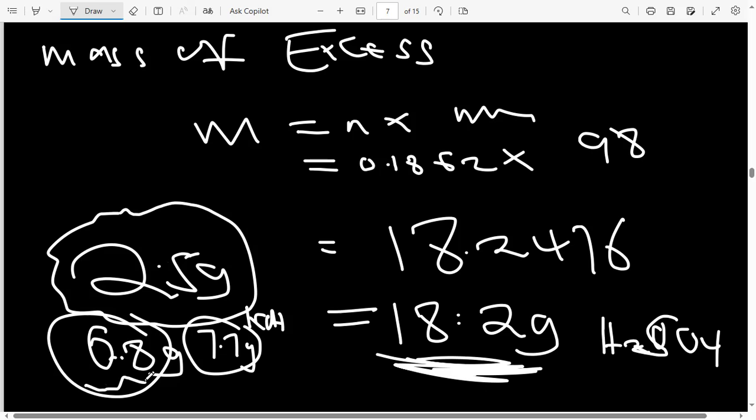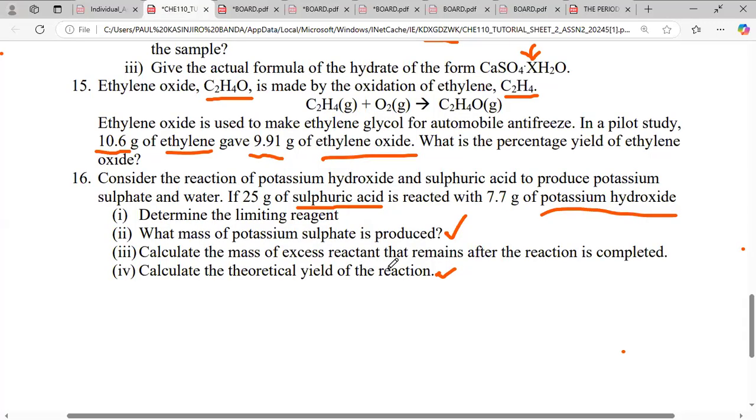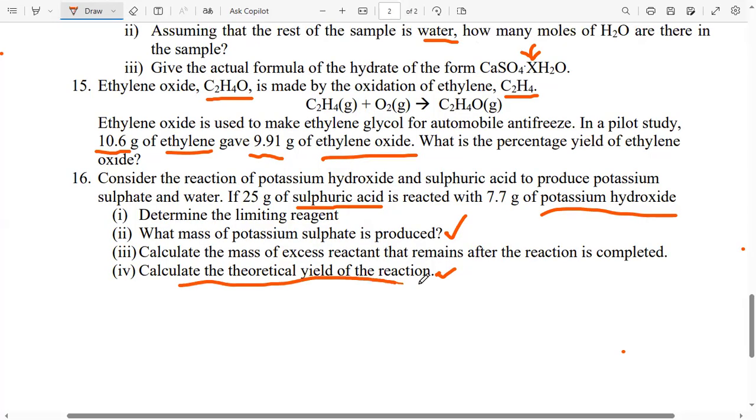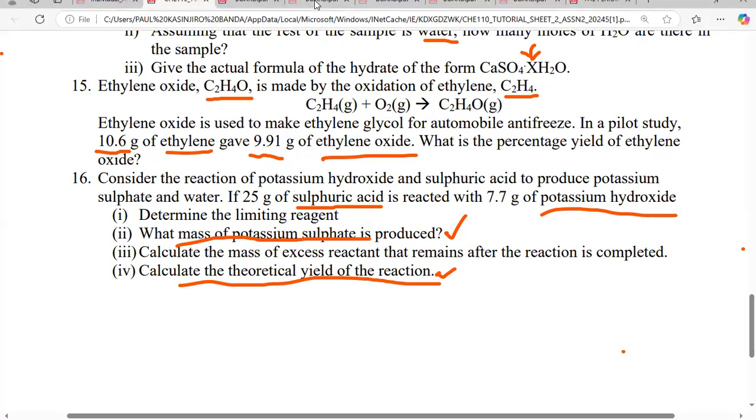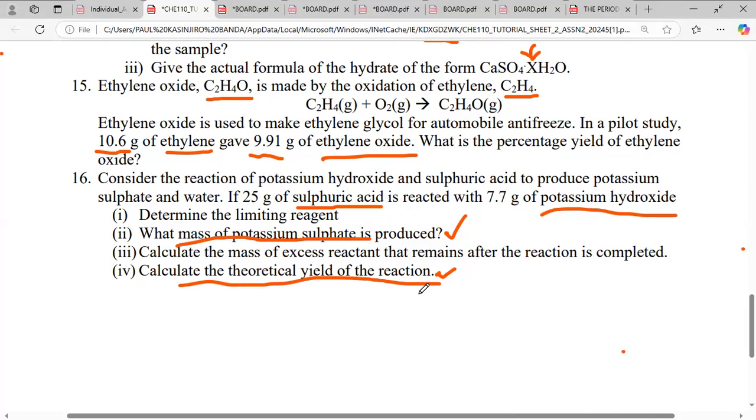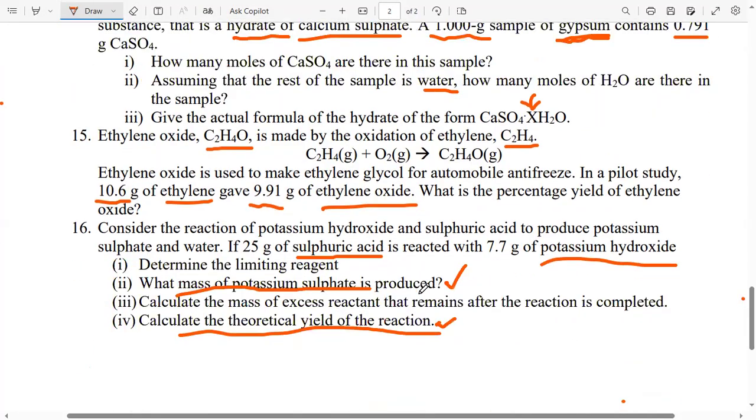Okay. So any other questions, guys? This was our last question. I said here the other question, this one here, calculate the theoretical yield. It's the same as calculate the mass of the potassium sulfate there. Okay, so if there are no questions, I'm ending here because we are done with the questions.